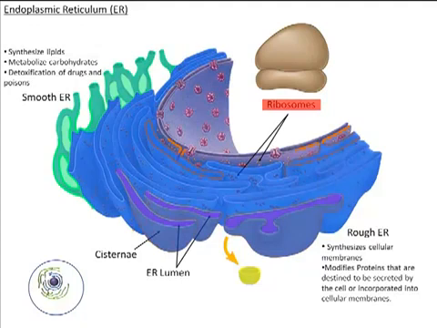As ribosomes translate mRNA, they feed the newly synthesized protein into the lumen of the ER, where it's then modified before it's sent off to the next organelle called the Golgi apparatus.